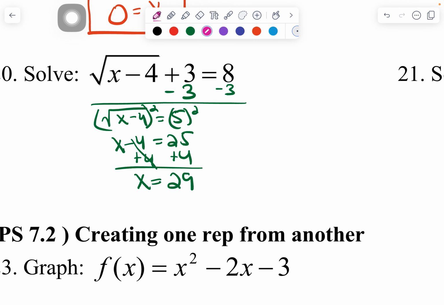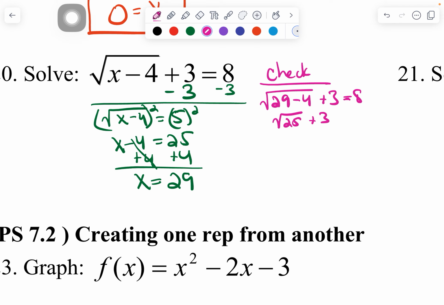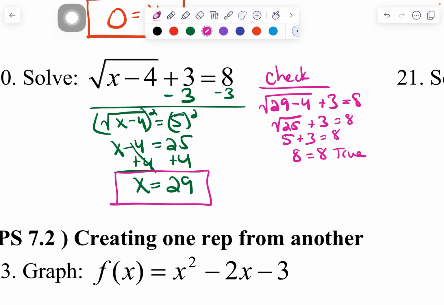So off to the side here, we're going to do a quick check. All right, so right here, we've got x minus 4. Go back to the original. So 29 minus 4 plus 3 equals 8. So this is a square root of 25. And by the way, you could throw this in a calculator if you've got one. So let's see, 5 plus 3, 8 is equal to 8, right? All of these were equal to 8 the whole way down. True statement. Yes, x equals 29.